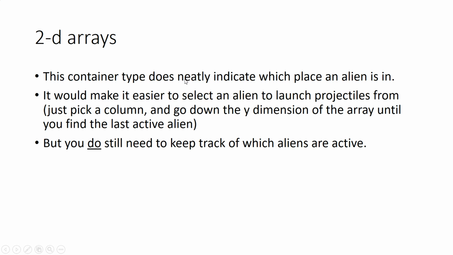It does neatly indicate which place an alien's in, row and column, which would make it a lot easier to launch a projectile from the alien. Just pick a column and go down the y dimension until you find one that's alive at the bottom. But you still need to keep track of which aliens are active.